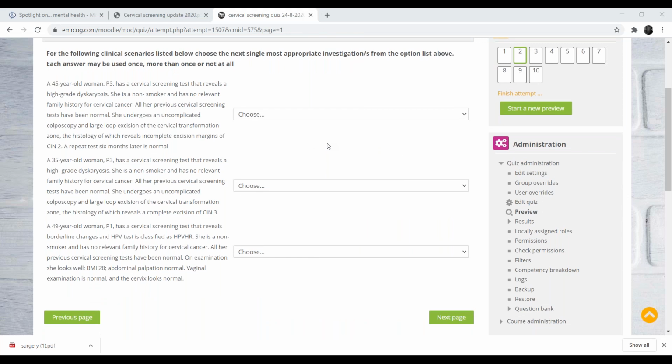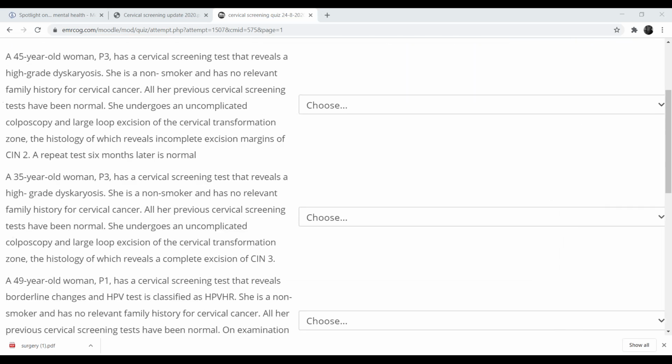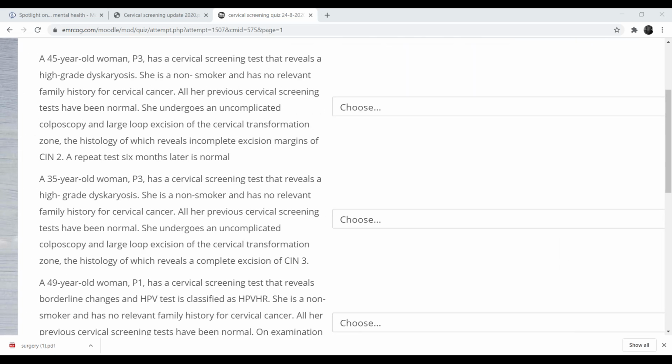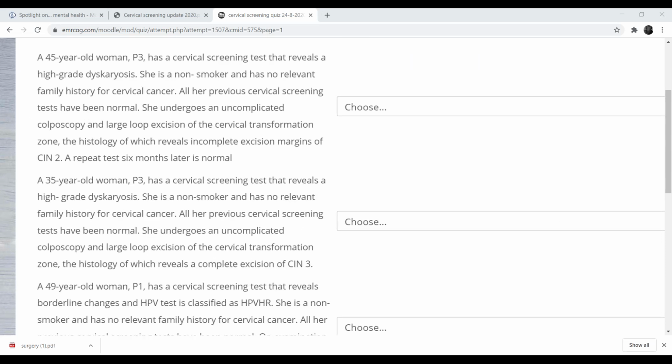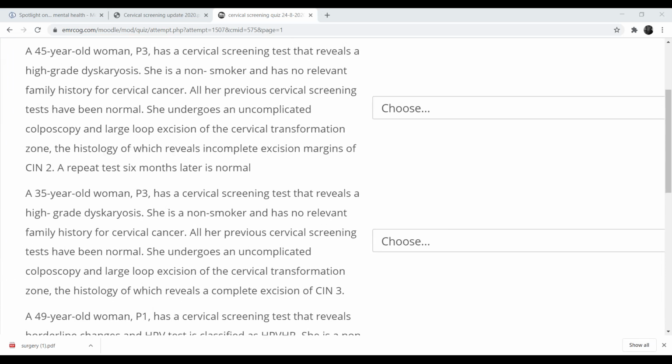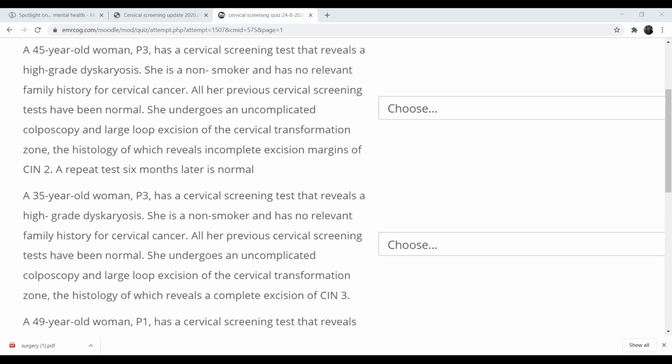So guys, for the following clinical scenario listed below, choose the next single most appropriate investigation from the option list above. Each answer may be used once, more than once, or not at all. Okay, so let me see what's here. It's a 45-year-old woman. Can you read it, guys? Is the screen clear? Clear now. Thank you. Yes. I'm trying to make it as large as possible.